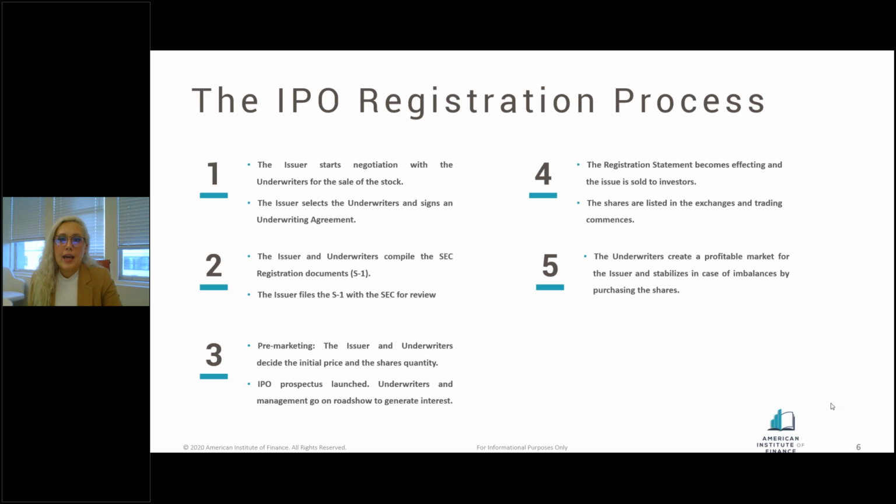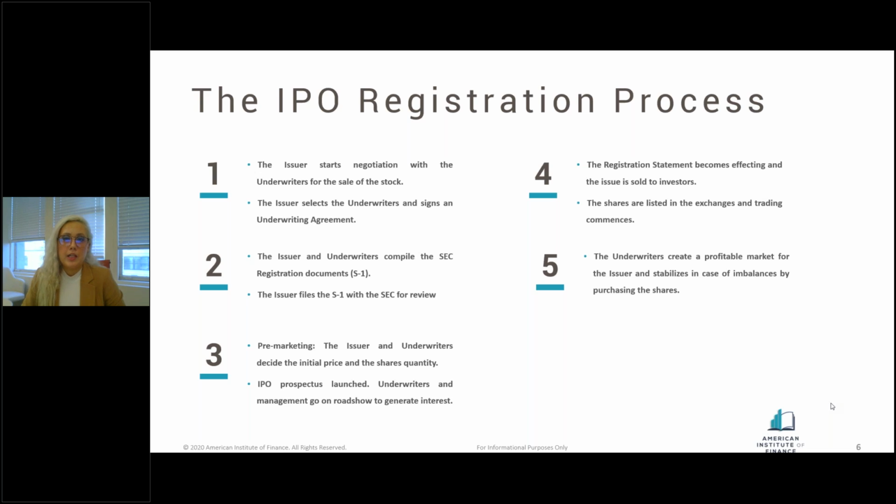And then fourth, the registration statement finally becomes effective, and the issue is sold to the investors. The shares will then be listed on the appropriate exchanges and will be able to trade in the secondary market. And then the fifth step: the underwriters create a profitable market.